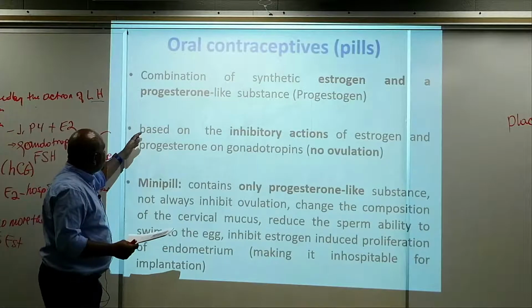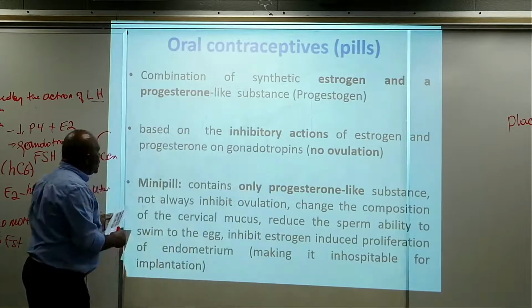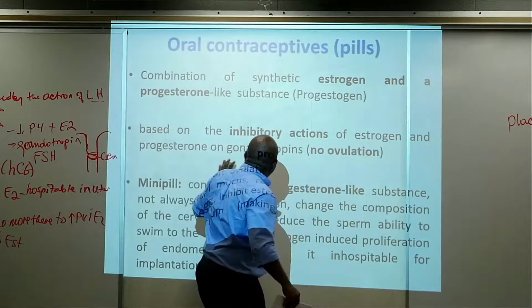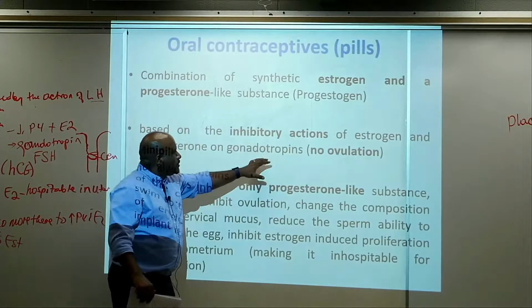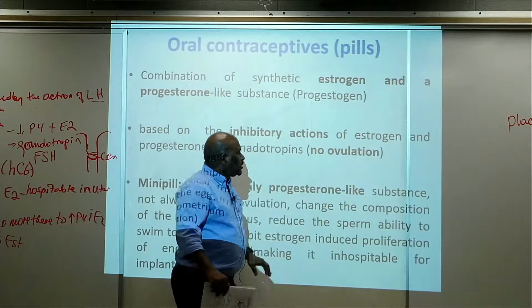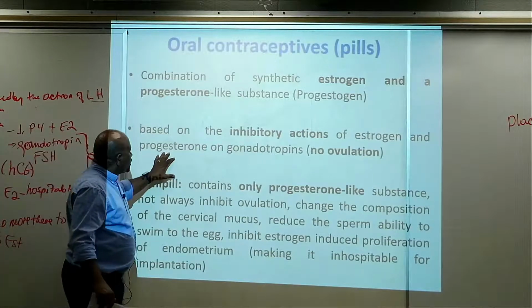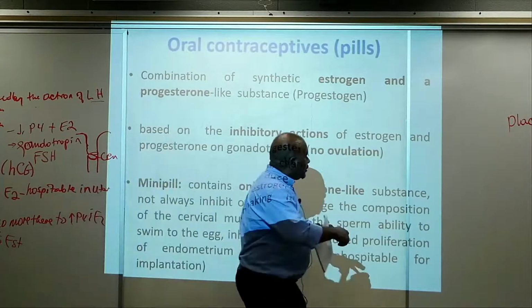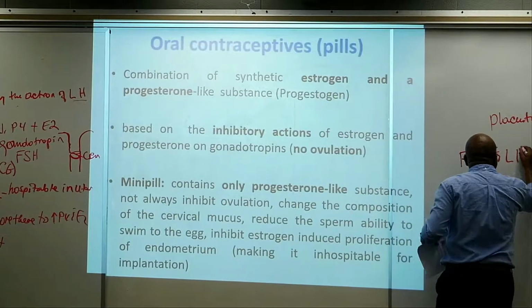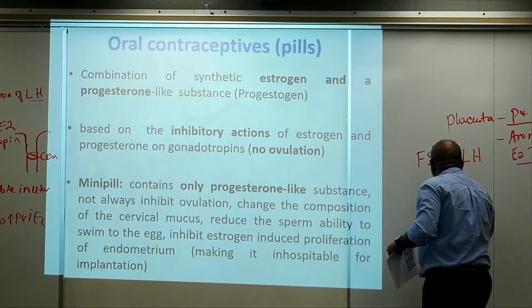The other very widely used ones are oral contraceptives. These are called pills. They are mainly a combination of synthetic estrogen and progesterone. This is mainly based on the inhibitory action of progesterone and estrogen on the gonadotropins. That means there will be no ovulation whenever the lady uses contraceptive pills, because the estrogen and progesterone act negatively on the gonadotropins, FSH and LH. And if these are absent, that means no ovulation.